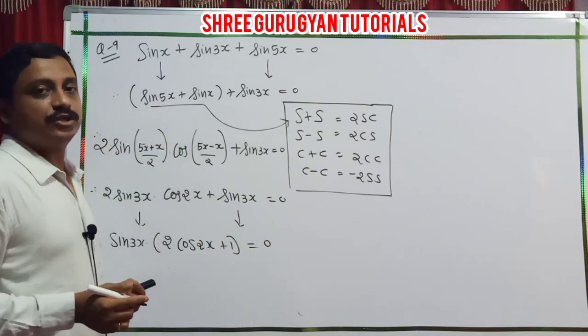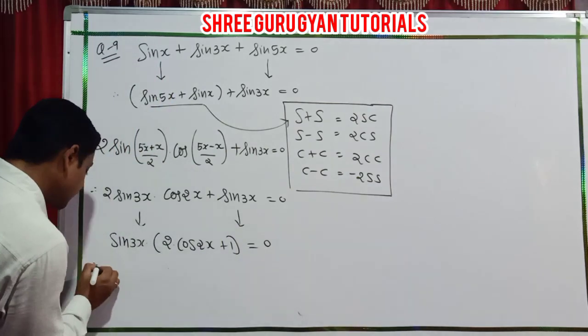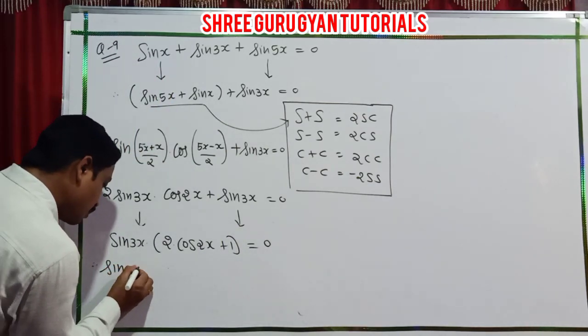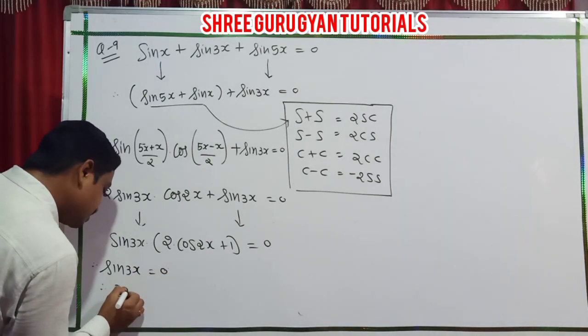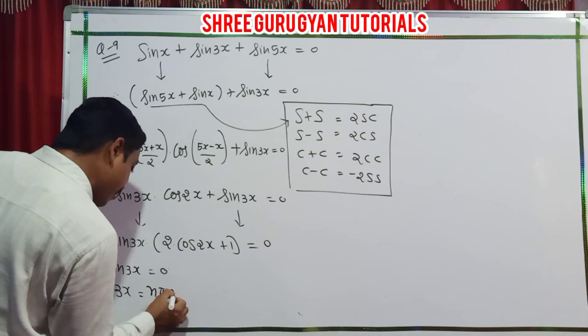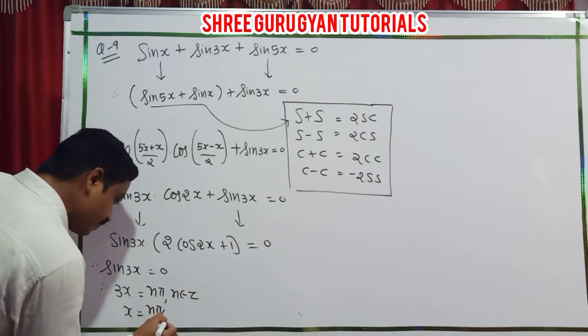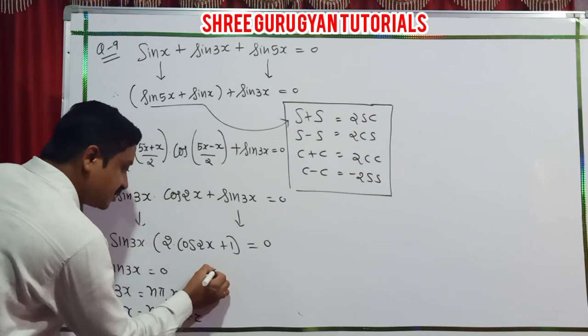And now here students, you create two different answers. First of all, the first answer is sin 3x is equal to 0. So what is the solution set of sin 0? Yes, it is n pi. And my first answer is 3x = n pi, so x = n pi by 3, n belongs to Z. This is done.